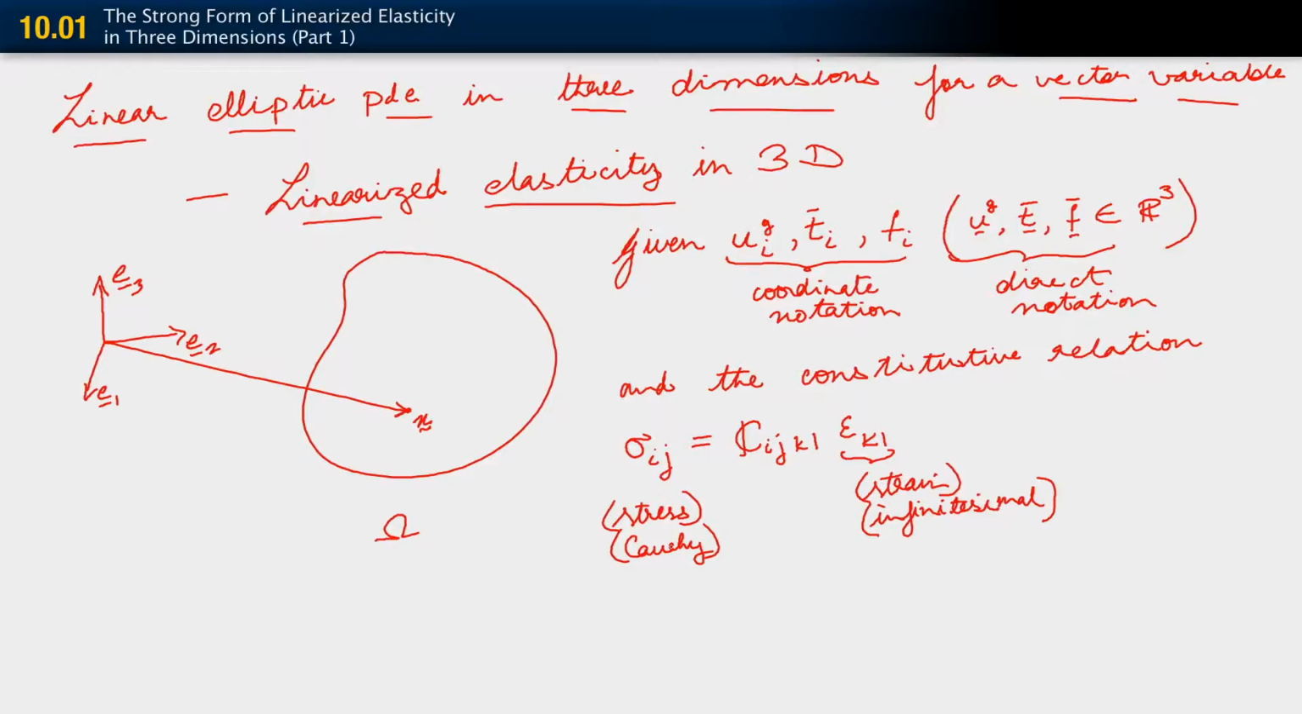This quantity here is what is called the elasticity tensor. It's a fourth order tensor, and it is what we call the elasticity tensor.